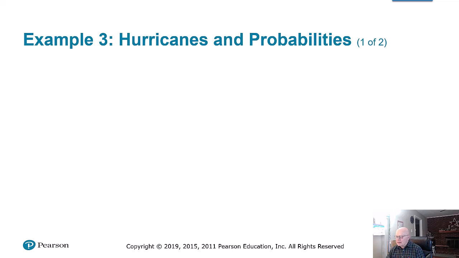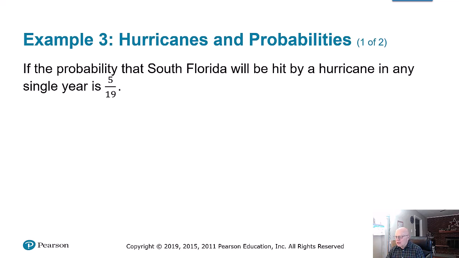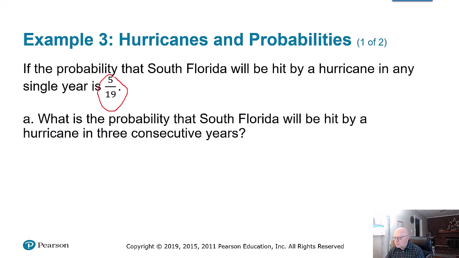How about hurricanes? Let's take a look. Let's suppose the probability that South Florida will be hit by a hurricane in any year is 5 over 19. Just a little bit over 1/4. In other words, about 1 every 4 years, roughly speaking. Or about 5 every 19 years. Anyway, that's your probability. What's the probability you'll be hit by a hurricane in 3 consecutive years?